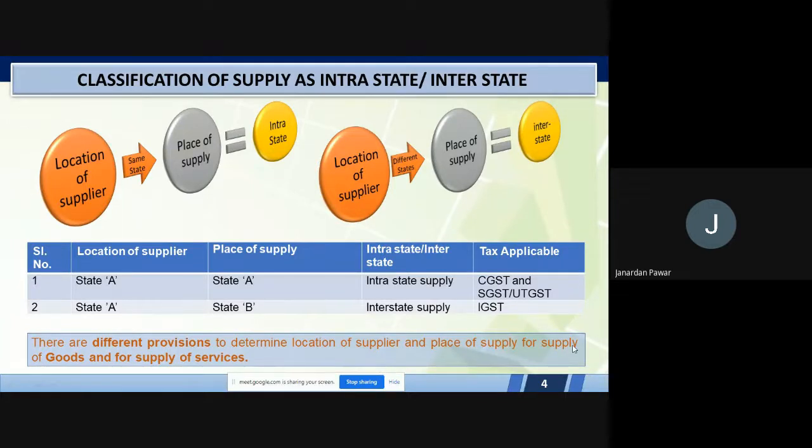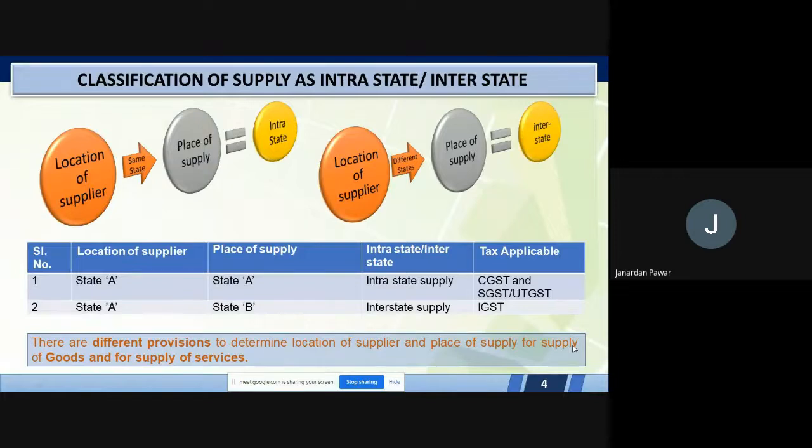And secondly, we need to understand the place of supplier. Location of the supplier means what? The place of supplier where he operates his business, for example, the person who is operating business from Baramati itself, registered with the GST authority. So whatever is the location which is registered by the supplier with the GST authorities at the time of registering for GST is called as location of the supplier.